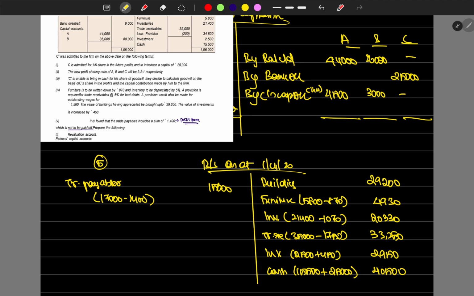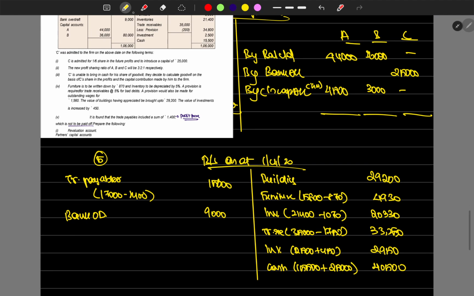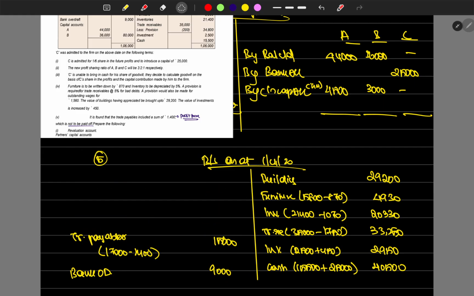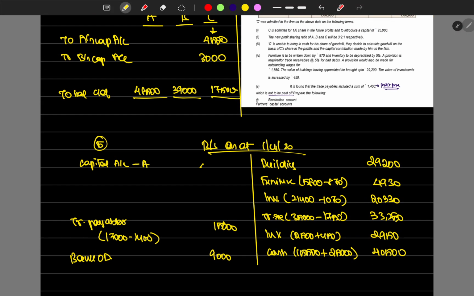Then what else for? Bank OD, right? Bank OD, which is 9,000. Then before that we have to enter the capital at the first place here. Okay, capital. What's the capital we finalized through which is A's capital 48,500, B's capital 39,000, C's capital 17,500.